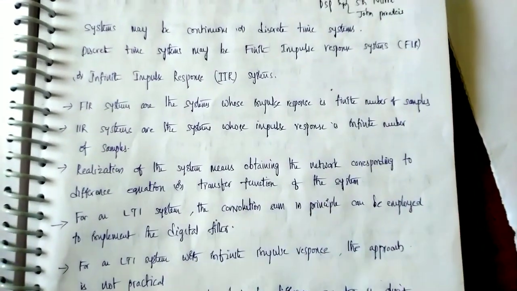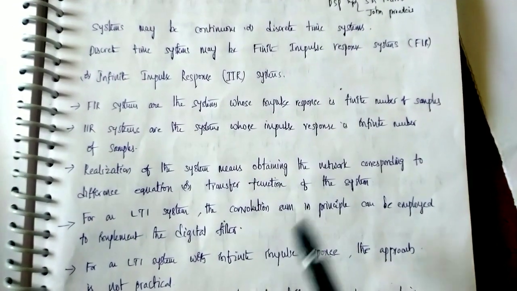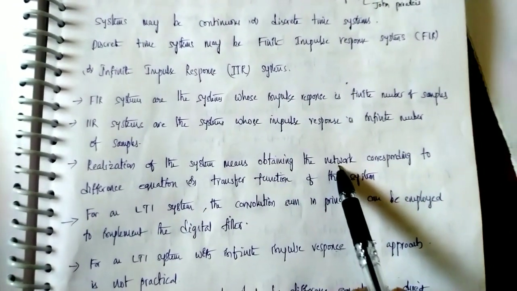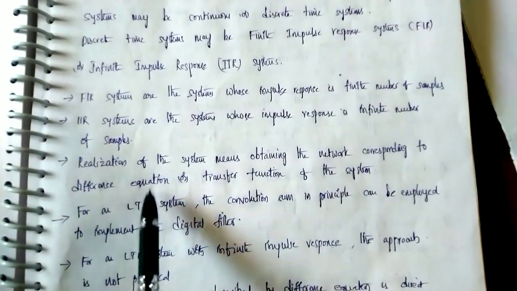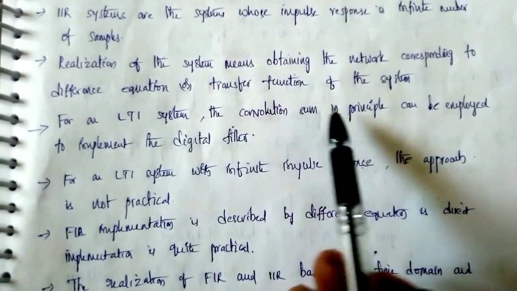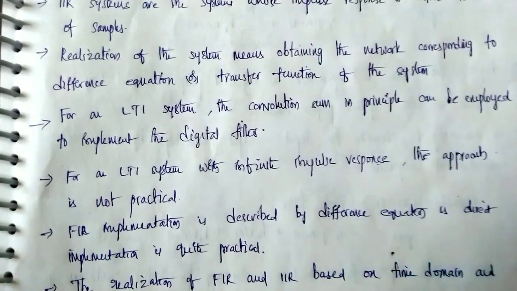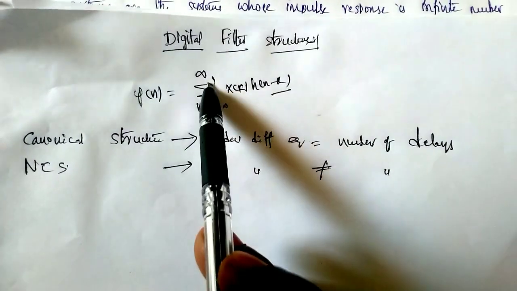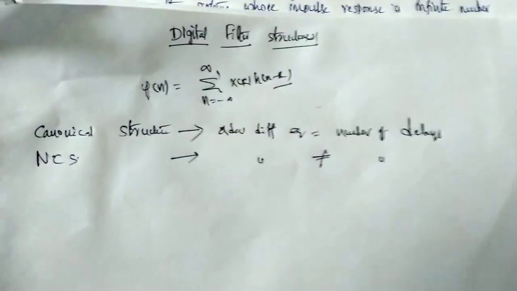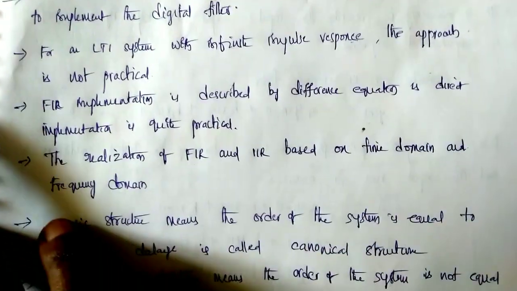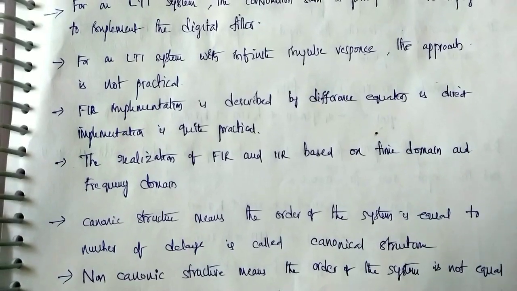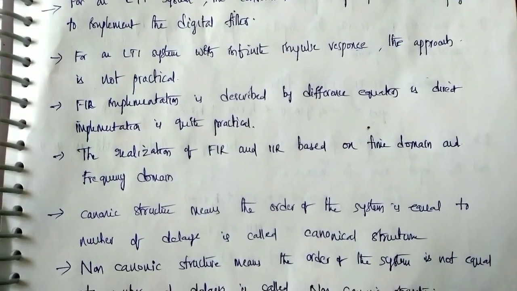Here the realization of the system means that we can obtain the network corresponding to the difference equation or transfer function of the system. For an LTI system, the convolution principle can be employed to implement the digital filter. We know that the convolution formula is y of n equals summation of x of k into h of n minus k. For an LTI system, IIR realization through convolution is not possible in practical consideration.